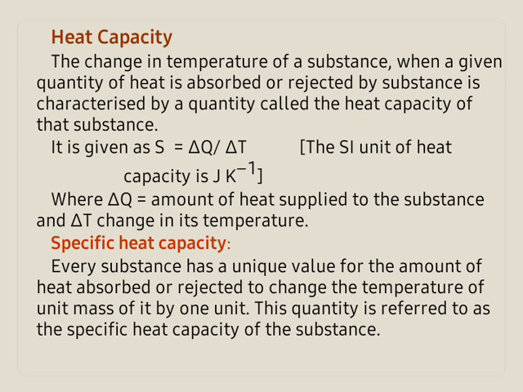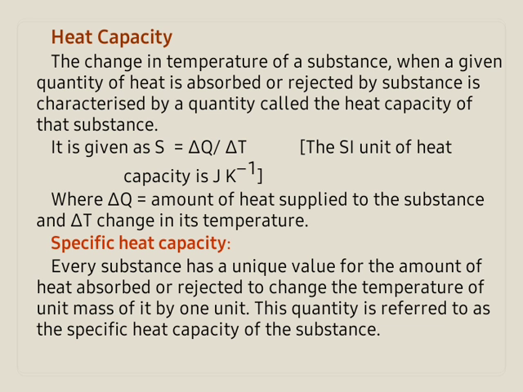Second one is specific heat capacity. What is the specific heat capacity of a substance? Suppose equal amounts of heat are supplied to equal masses of different substances. What would be the resulting temperature changes? Will the temperature changes be the same or not? They are not the same. It shows that every substance has a unique value for the amount of heat absorbed or given off per temperature change.